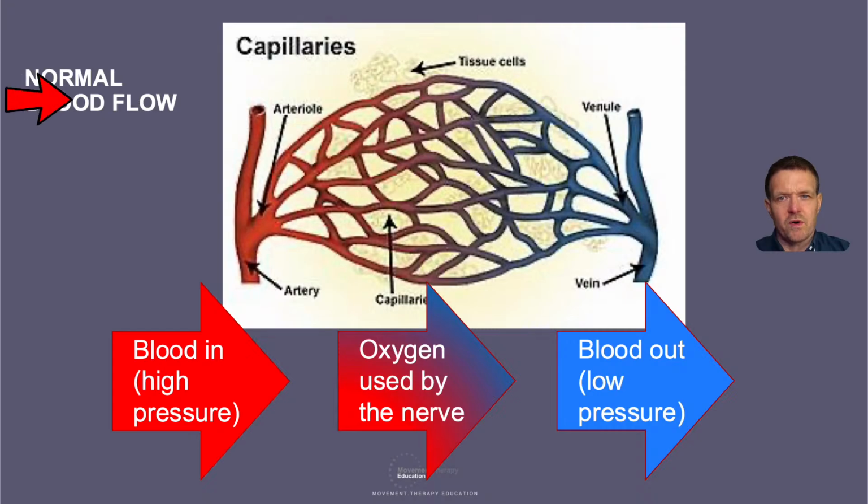Okay, so we've got normal blood flow. The blood coming in is under high pressure. Oxygen is used by the nerve, so the nerve said thank you very much for the oxygen coming in, and then the blood going out is under low pressure, and it's able to come out, no problem at all. So normal blood flow into a nerve is all good.